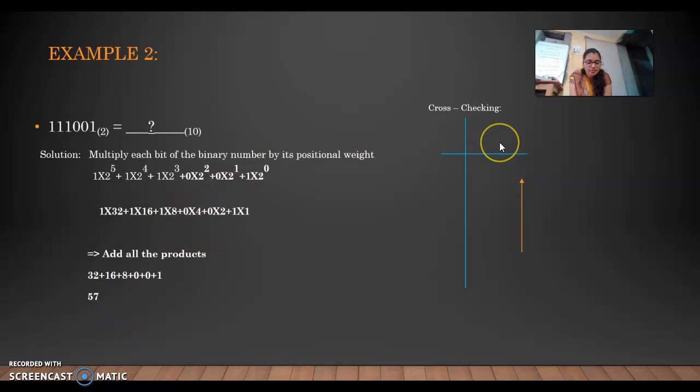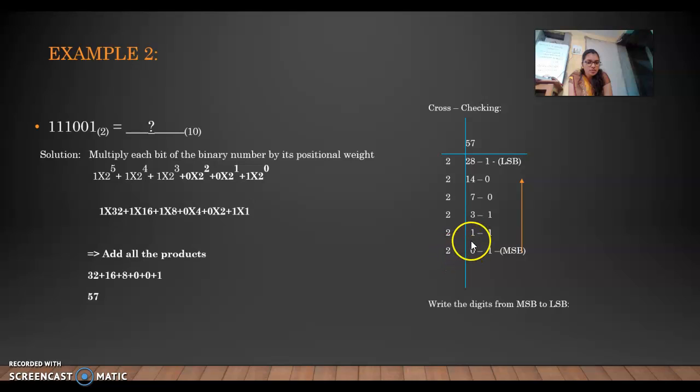If you want to cross check, you can start dividing this 57 by 2. Whenever you have a doubt whether the conversion is correct or not, you can cross check it by dividing the obtained output by 2. 2 28s are 56. Remainder is 1. This first remainder will be the LSB. 2 14s are 28. Remainder is 0. 2 7s are 14. Remainder is 0. 2 3s are 6. Remainder is 1. 2 1s are 2. Remainder is 1. 2 zeros are 0. Remainder is 1.